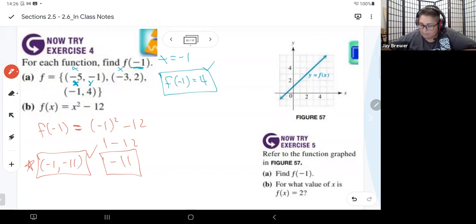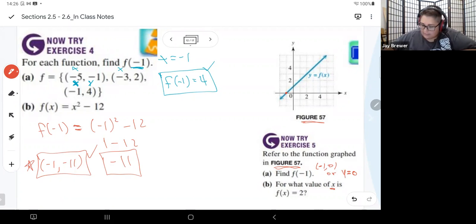For part 5 over here, exercise 5, you're looking at the figure 7. Okay, and if we have to find f of -1 here, well, we want to look for x is -1, so that's right here. So that is at the point -1, 0, or y equals 0. Okay, either way.